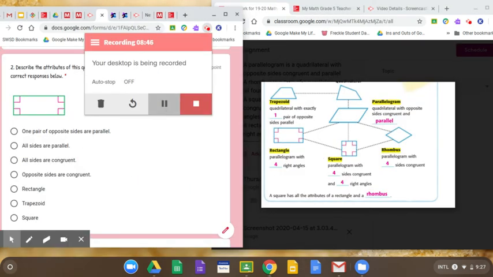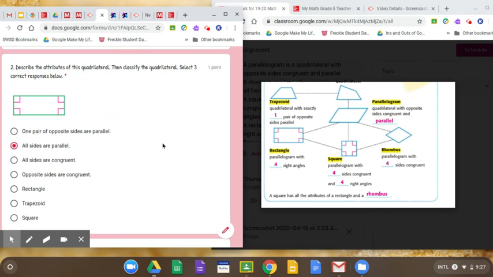All right, one more thing I wanted to show you is on your Google Forms. Like I said, I would have it all be next to each other. This is the same type of question like I just showed you. It says, describe the attributes of this quadrilateral, then classify it. Select 3 correct responses. So what you're going to look at is these first 2 have to do with parallel. So you're going to choose one of those 2. The second 2 have to do with congruent. So you're going to choose one of the ones that goes with this shape. And then the last 3, you're actually classifying it. So you will have 3 options there.